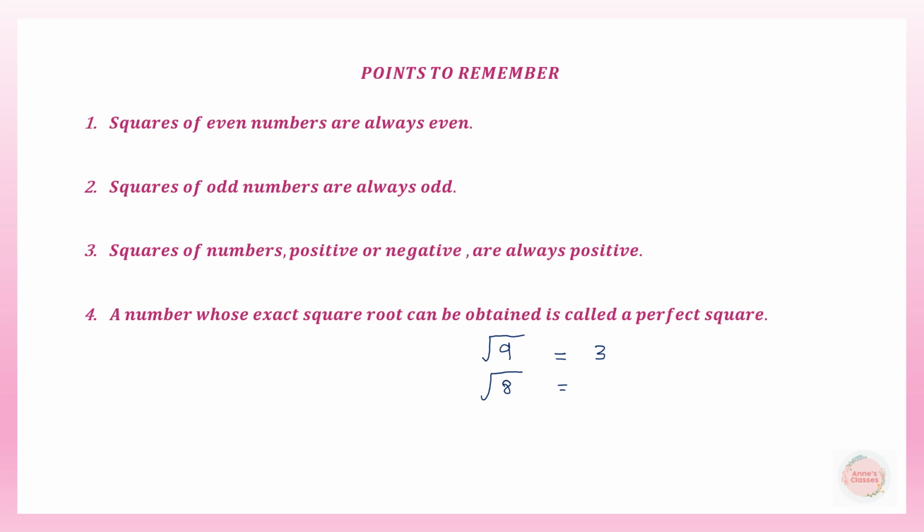Now take the square root of 16. Is there a number which when multiplied by itself will give us 16? Yes, 4, isn't it? 4 fours are 16. So these numbers, 9 and 16, are called perfect squares. So what is a perfect square? A number whose exact square root can be obtained. We got the exact square root of 9 and 16, so these numbers are called perfect squares.